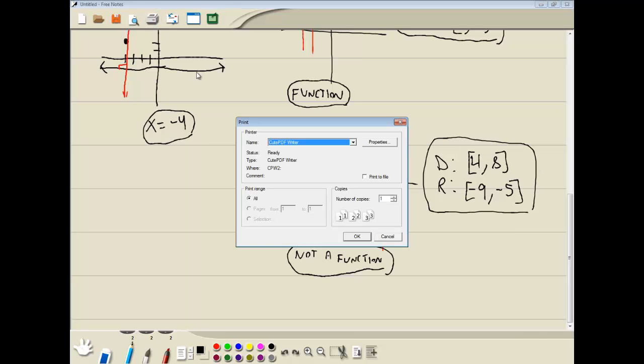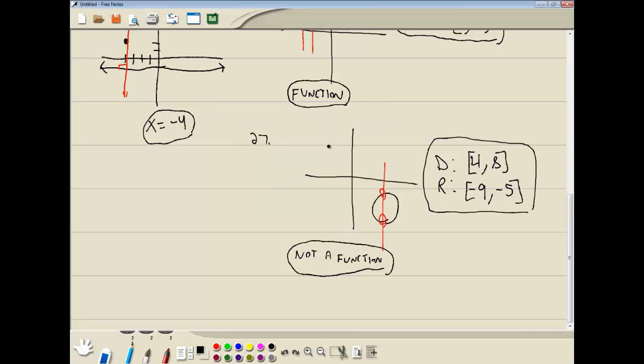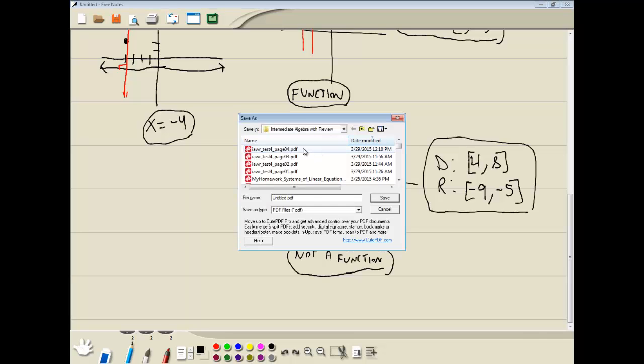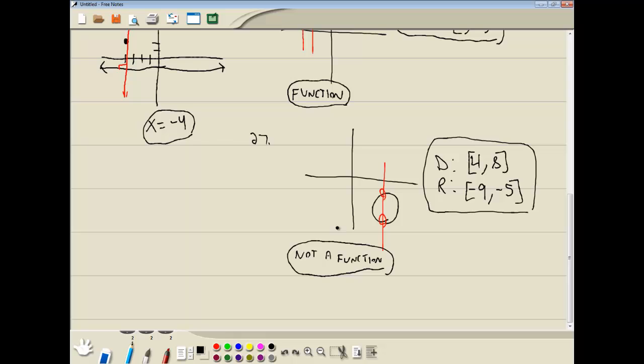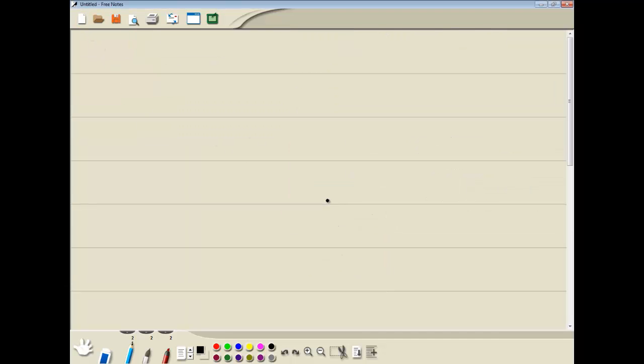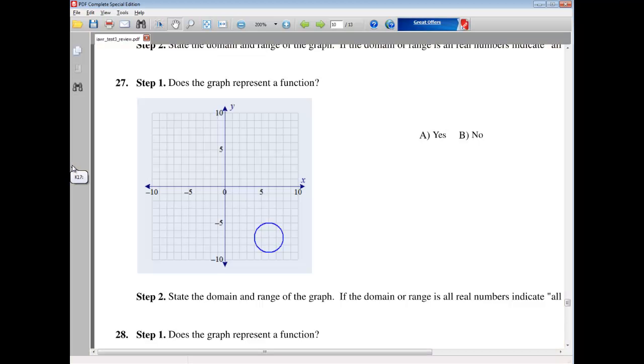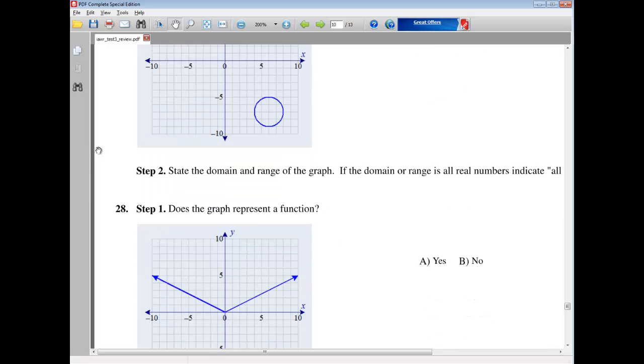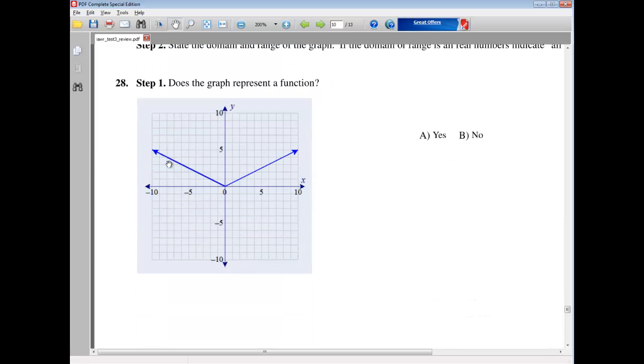Let me go ahead and save that. And let's look at number 28. Does the graph represent a function?